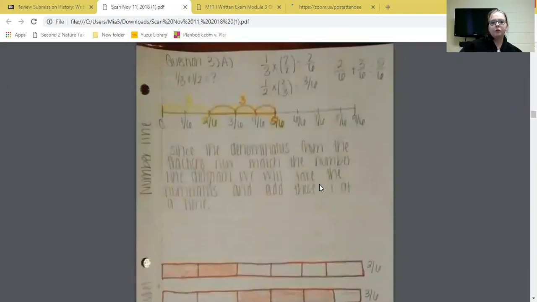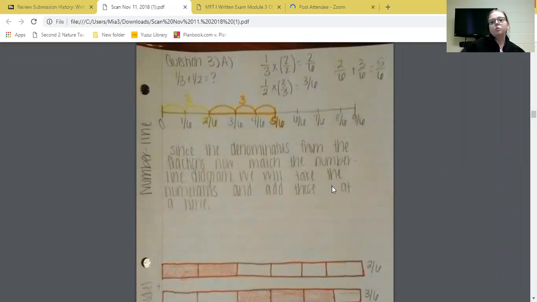Next is question 3. This wants us to use an addition of fractions with a number line and a model of fraction strips. So first we're going to solve the fraction. We have 1/3 and we're going to add 1/2 to it. Since those do not have the same common denominator, we're going to multiply those by each other.